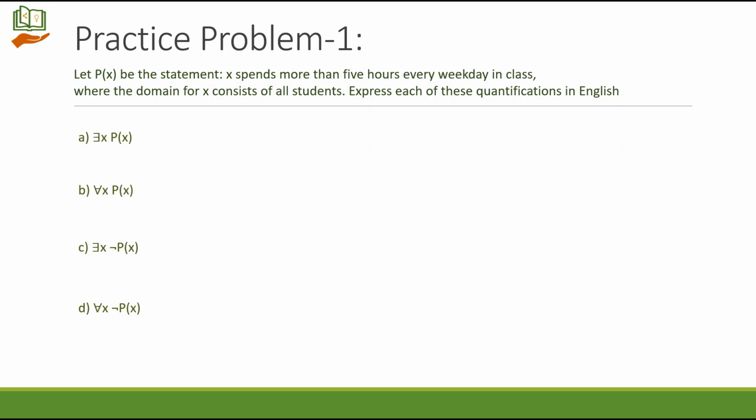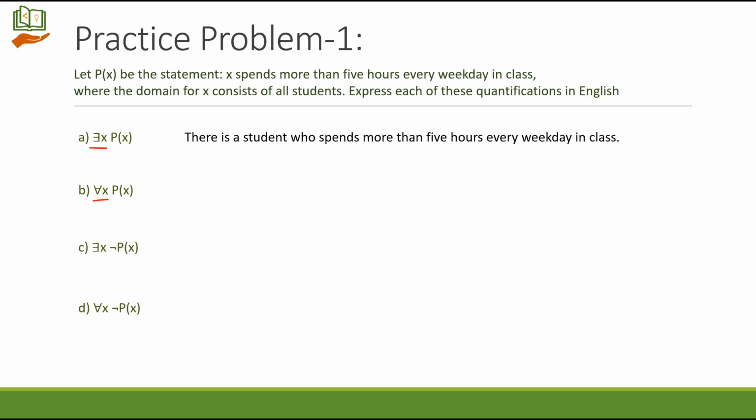So p of x is spending more than 5 hours every weekday in class. How do we represent this? There is a student who spends more than 5 hours every weekday in class. What about universal quantification of x?